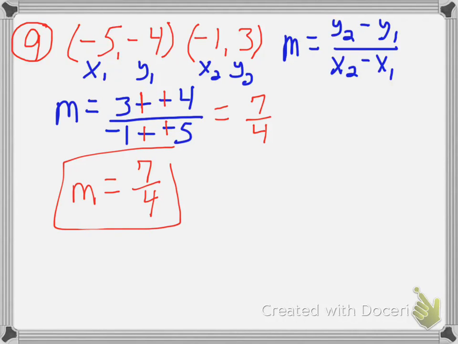And that is a positive, so since it is a positive, it rises. If it would have been a negative, it would have fallen. If it would have been 0, it would have been horizontal. If it would have been undefined, or a number over 0, it would have been vertical. And that is your answer for number 9.